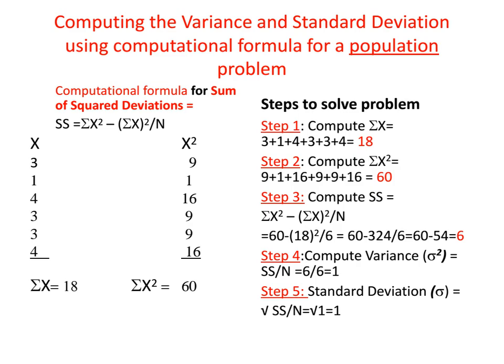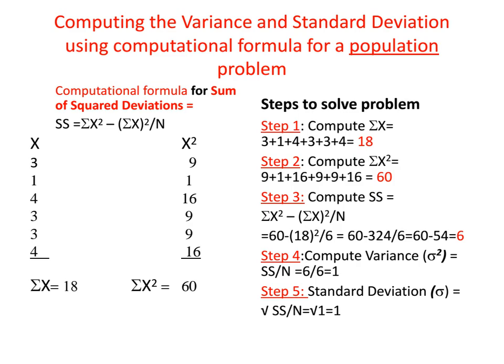The next thing we're going to do is compute the sum of the X squares, which simply means taking each X and squaring it. For the score of 3, we have 3 squared, which is 9. For the score of 1, 1 squared is 1. For 4, 4 squared is 16. For 3, 9. Another 3 squared is 9, and another 4 squared is 16. Then we sum those: 9 plus 1 plus 16 plus 9 plus 9 plus 16, which equals 60.